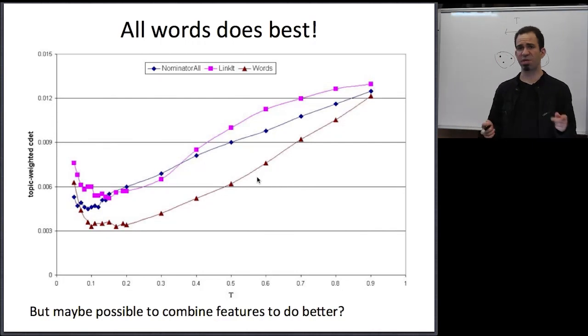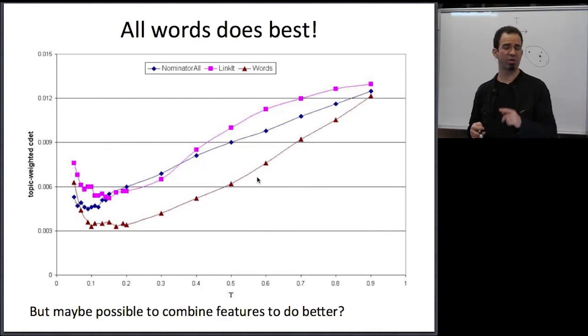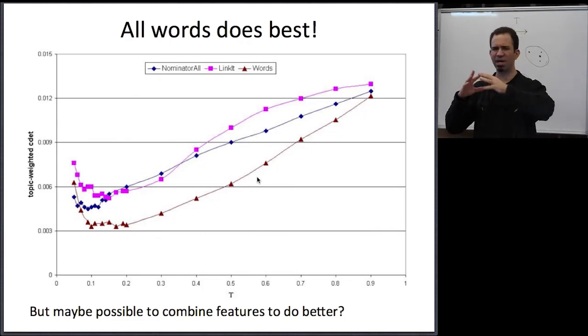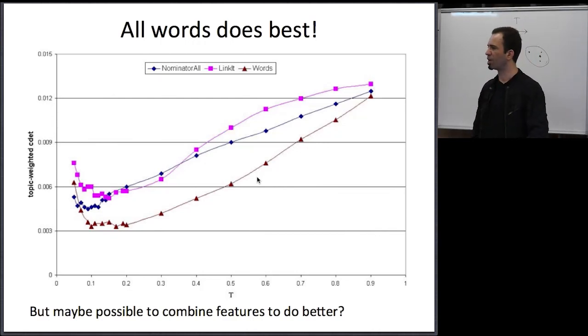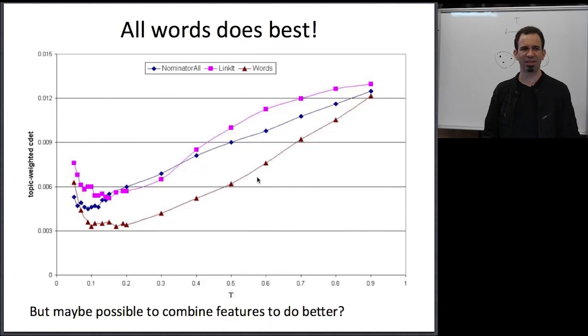But that doesn't mean that it's going to beat some combination. Maybe if we weight the names and the words differently, there might be some way to put them together. Anyone got thoughts on how we can combine these multiple distance metrics in some way? So we've got three different functions, and they all compute distance in a different way, and we think there might be a combination.